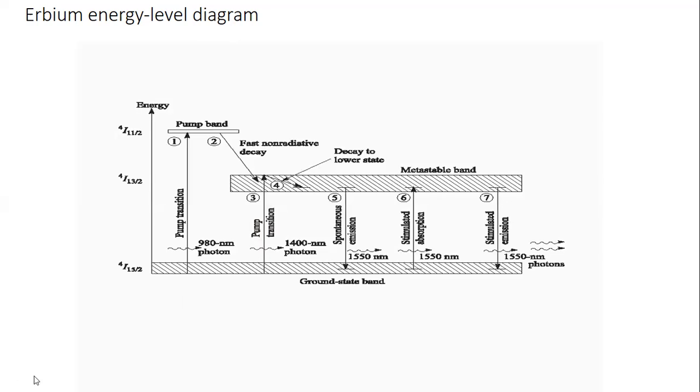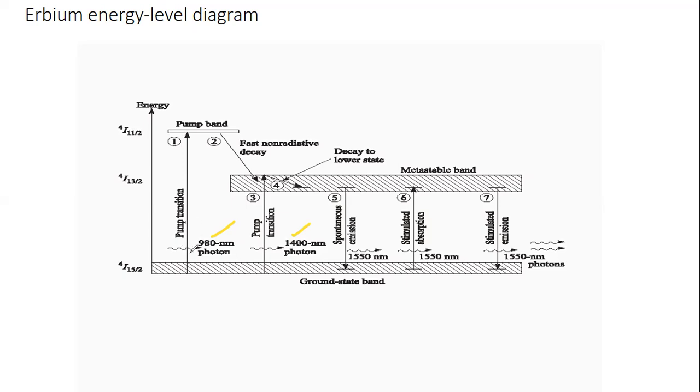First we have one pump laser. In the pump laser, I have already discussed that we are using two wavelengths, one 980 nanometer and one 1480 nanometer wavelength photon. So these photons excite the electrons to the pump band. Basically, when this energy is applied to the erbium doped fiber, the ions are excited and reach up to the pump band. We call this process the pump transition.